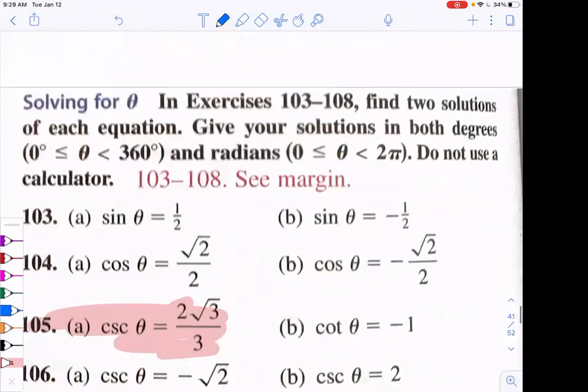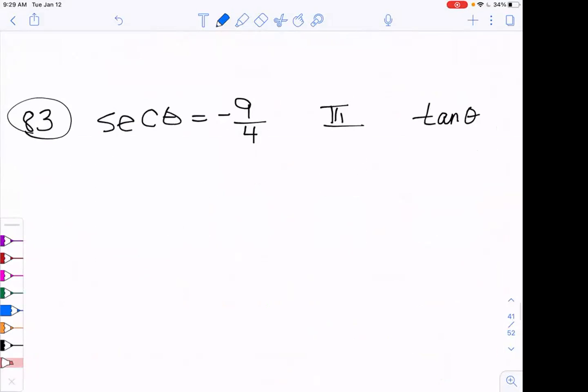The other problem that I saw in the homework was number 83. Number 83 is drawing a triangle. If you look at the number they give you, the secant is negative 9 over 4. So right away, secant goes with cosine, so that would be negative 4 over 9. Is negative 4 over 9 one of the values from the unit circle? No. So if it's not from the unit circle, then you need to draw a triangle. So it's either on the unit circle or you need to make a triangle.